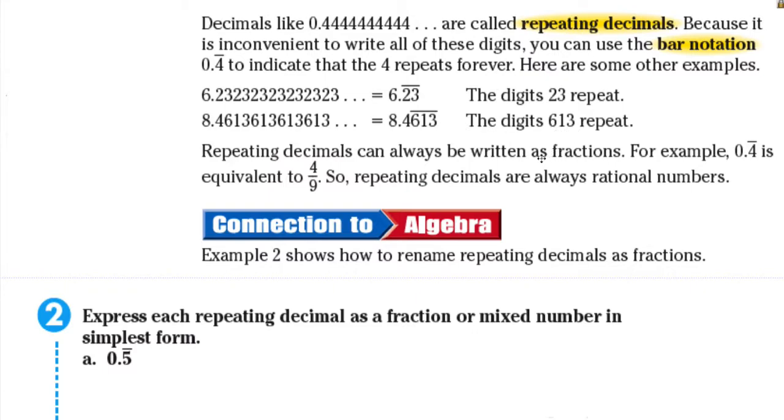Repeating decimals can also be written as fractions. For example, 0.4 bar notation on 4 is equivalent to 4 over 9. So repeating decimals are also always rational numbers. So when you talk about repeating and terminating decimals, they are included in the set of rational numbers.